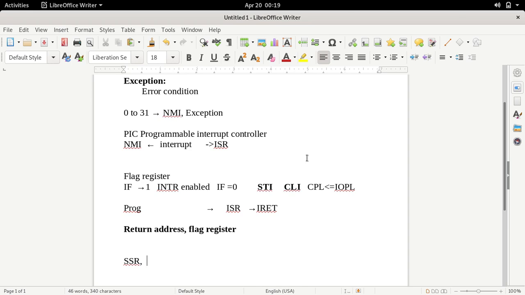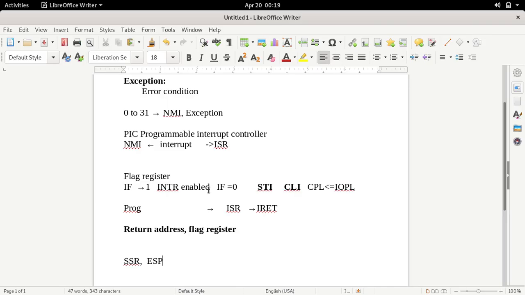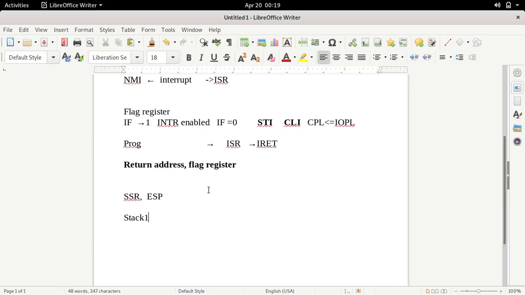In case of protected mode, the SSR will contain a selector for the stack segment, and ESP will point to the element which is present at the top of the stack. So if I want to change the stack, what is our question? How to change the stack? Let's assume that there are two stacks: first one is stack 1 and second one is stack 2. In order to use stack 1, I have to load some proper value accordingly in SSR and ESP.